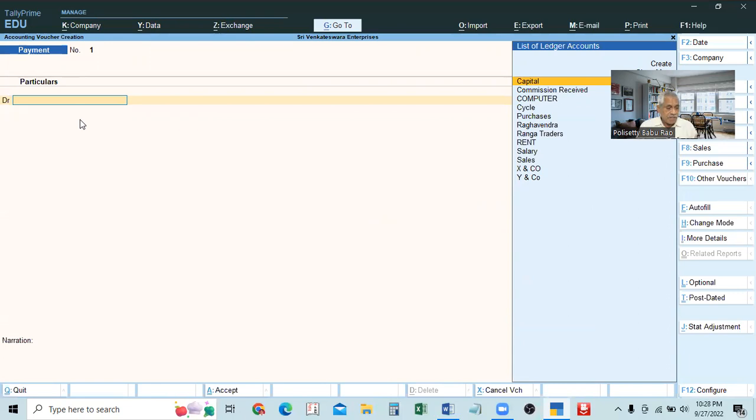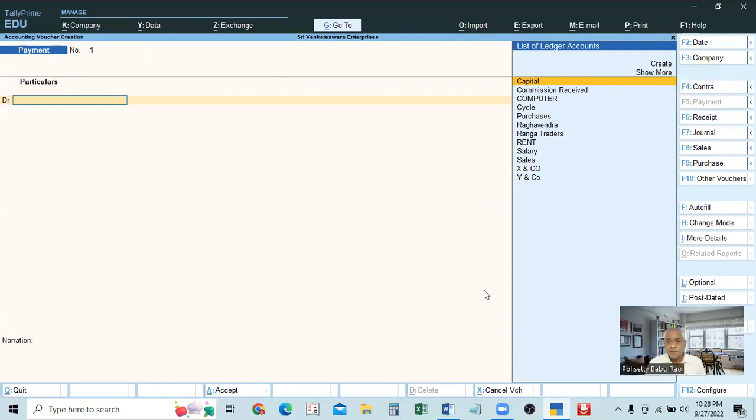First of all, when you open the vouchers, by default it will show the payment voucher, but it is not fixed. Whatever you want, you can select. Now, what is our task? Our task is to select the receipt voucher. We have to record the receipt voucher. So we have to select receipt.